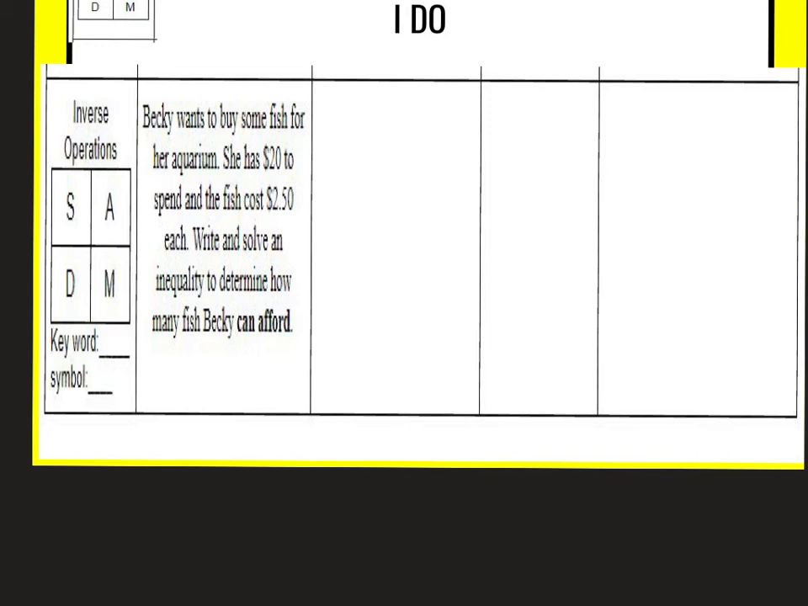All right, Becky wants to buy some fish for her aquarium. She has $20 to spend. That's all she can spend. That's a clue right there. That means I have to stay under budget. And the fish are costing $2.50 each. Write and solve an inequality to determine how many fish Becky can afford. So they're $2.50 for every fish. I need to stay under 20. Okay, so this has to be less than or equal to 20 because the most I can spend is $20.